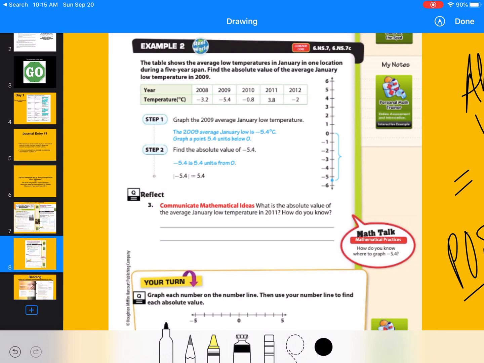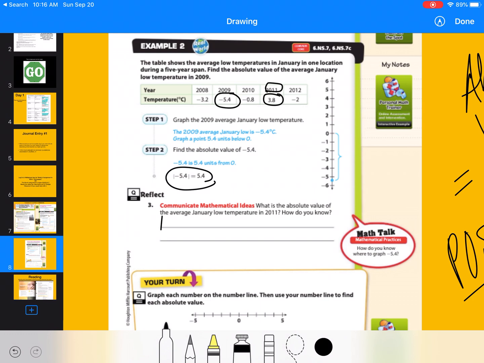How do you know? Okay, so we have the year up here. The table shows the average low temperature in January in one location during a 5-year span. So all of these are in the month of January, and it tells us the year. Find the absolute value of the average January low temperature in 2009. So they did negative 5.4, so the absolute value is positive. They did that for us right there. They changed the sign. So now we have to do, what is the absolute value of the average January low temperature in 2011? So we have a positive 3.8.